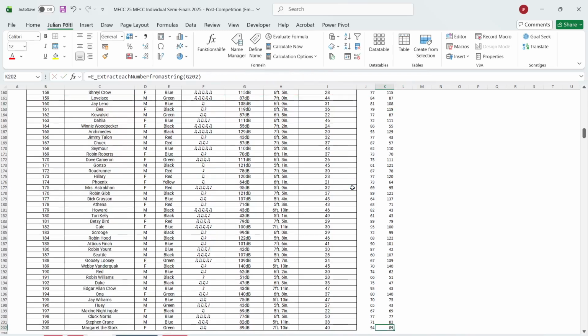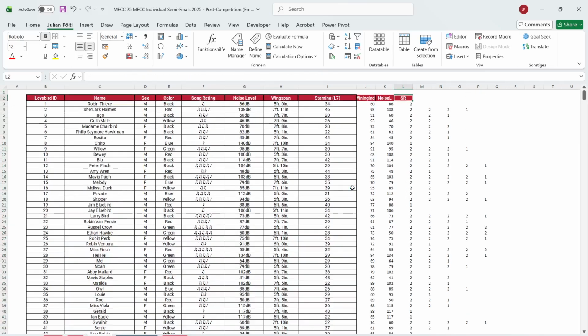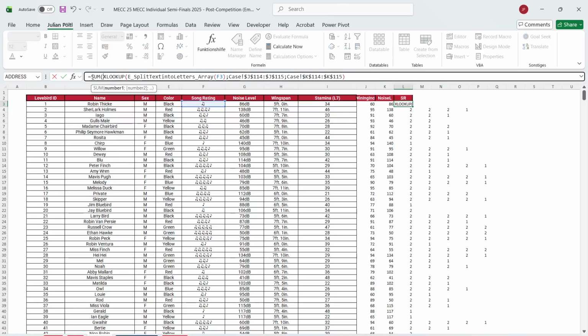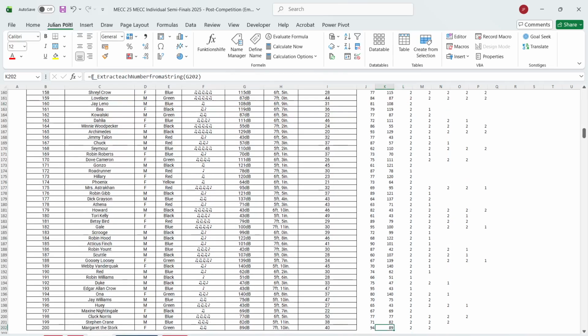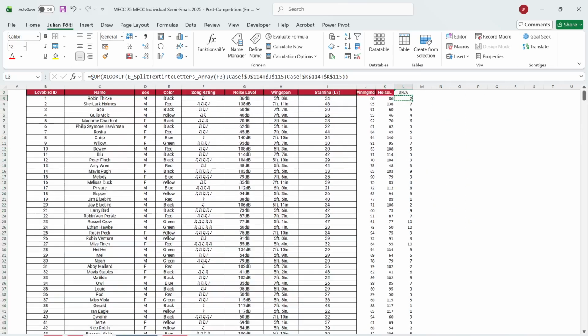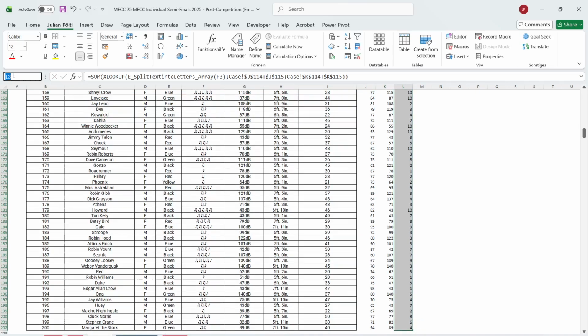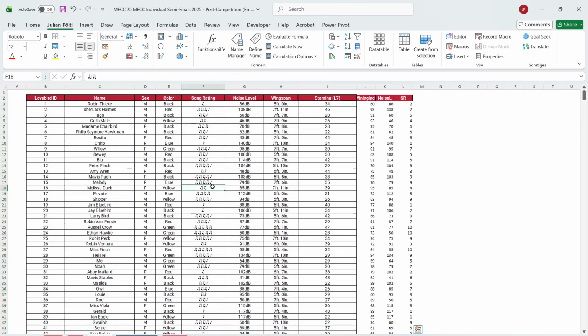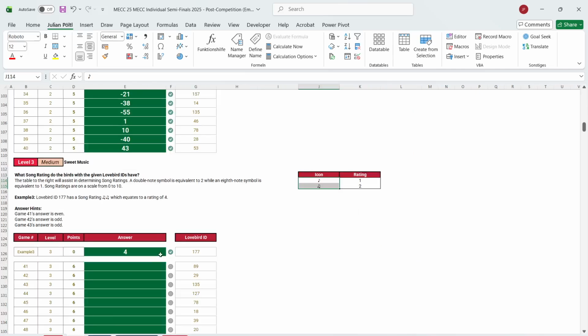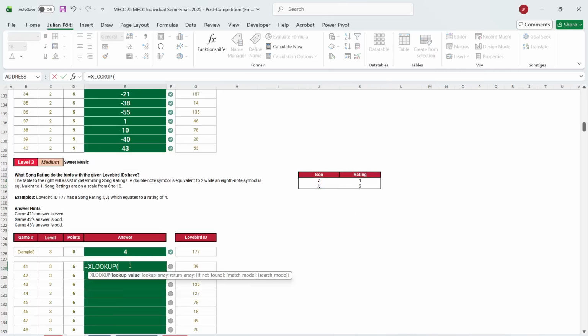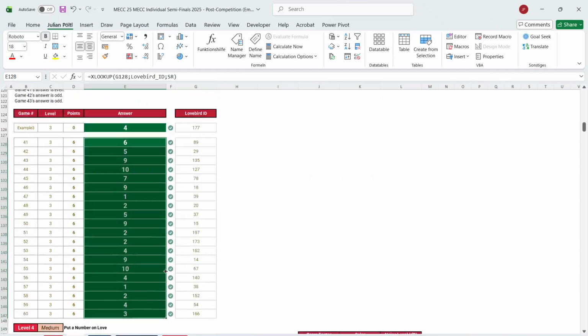And then we can copy this down. And sum, of course, because otherwise it will also spill. Name this SR. So rating. XLOOKUP for this in Lovebird ID returning SR. Okay.